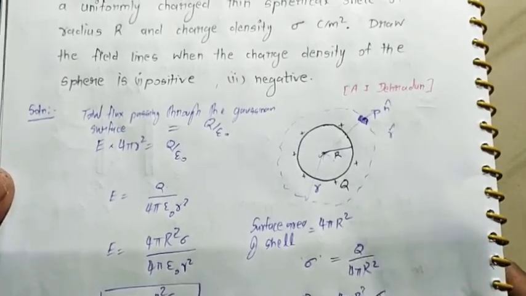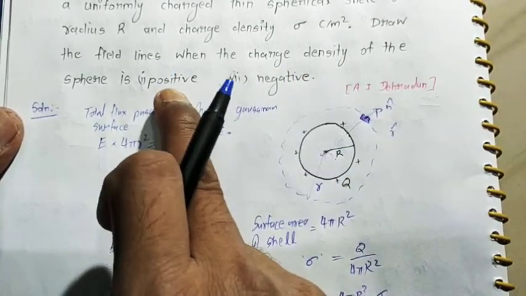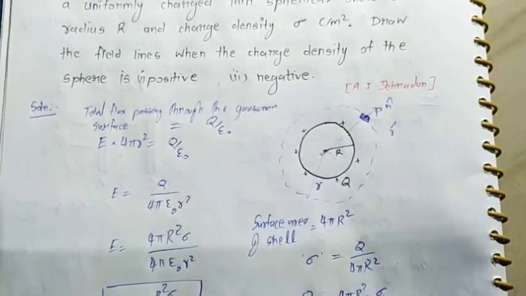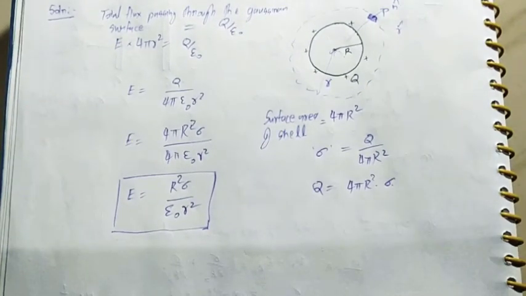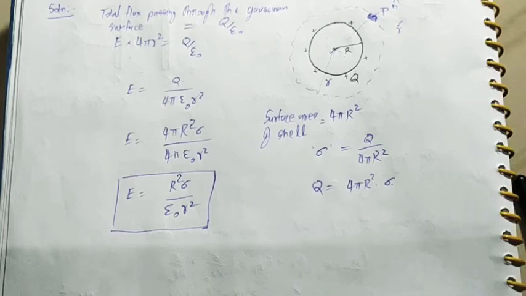Now the next question is, draw the field lines when the charge density of the sphere is positive and negative. I have told you that when we are considering our point outside the spherical shell, that spherical shell behaves as if it is a point charge. Meaning if we take any point P far outside, the spherical shell behaves like a point charge.